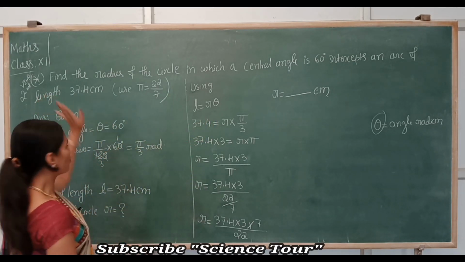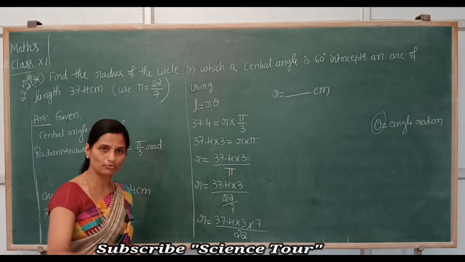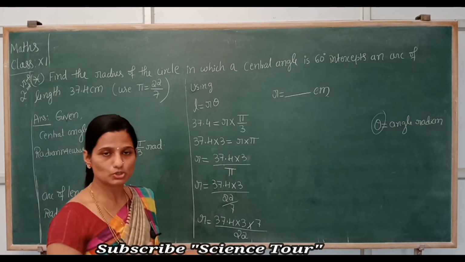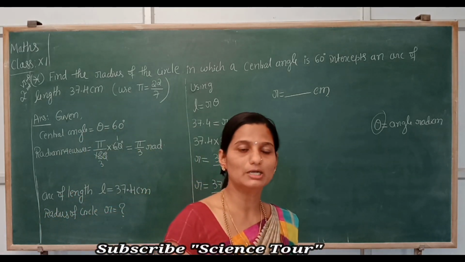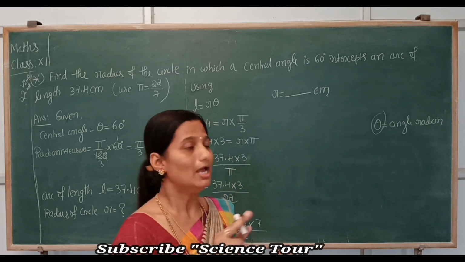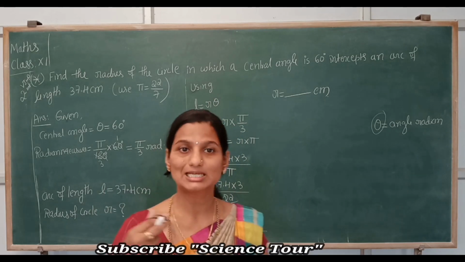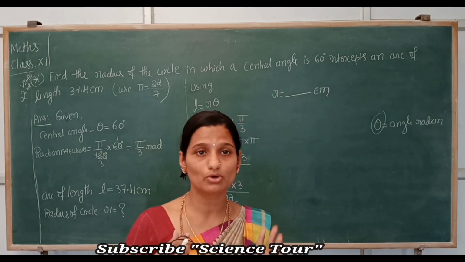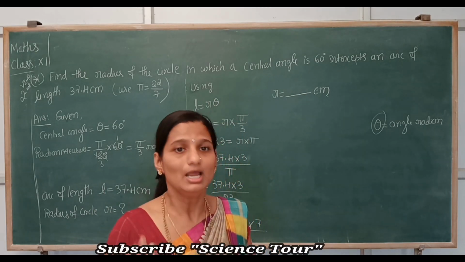This type is important for 2 marks question and one definite question from this one. Conversion of radian to degree is important, degree to radian is important, 1 or 2 marks question. And next this type of sentence type by using L is equal to R theta formula problems are important for 2 marks.